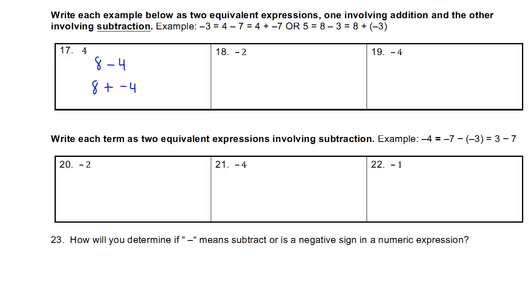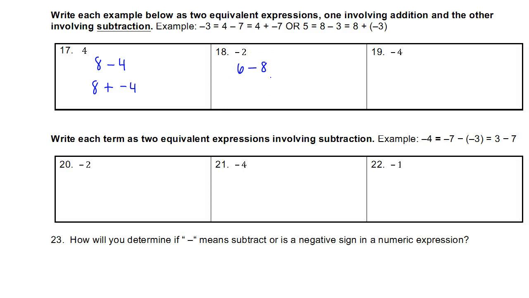For number 18, if the answer is negative 2, then I need to have a smaller number minus a bigger number. So for example, I could do 2 minus 4. I could do 6 minus 8. I could do 8 minus 10. So lots of examples that would all result in a negative 2. I'm going to do 6 minus 8.